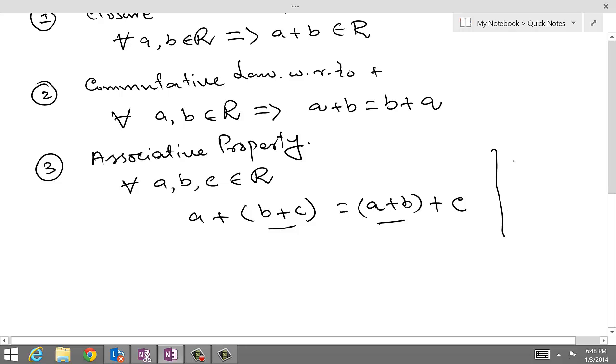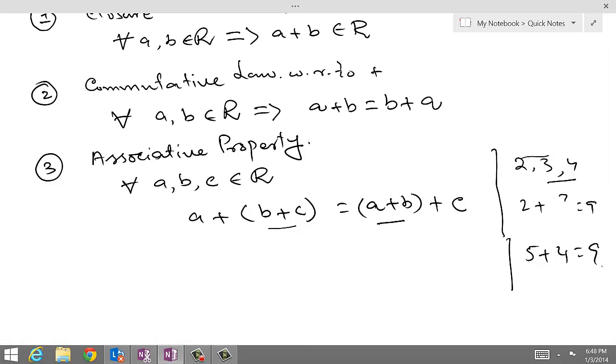To give an example, if you have 2, 3, 4, and we take the sum of the last two, which would be 7, 2 plus 7 would be 9, or the sum of the first two, which is 5, 5 plus 4 will be 9. So you can see that it doesn't matter if you take the sum of the last two and add that sum to the first, or you take the sum of the first two and add it to the third, the answer is always going to be the same.